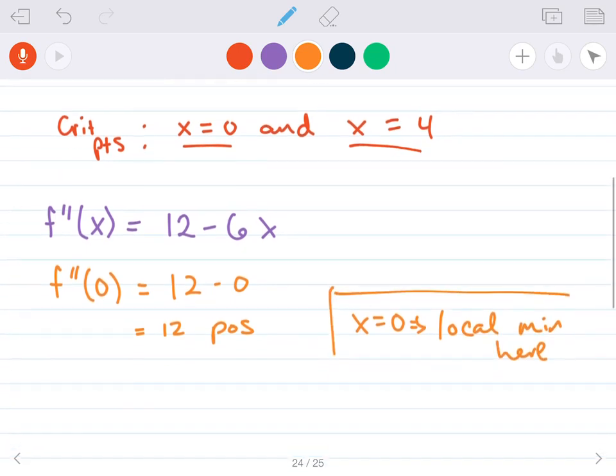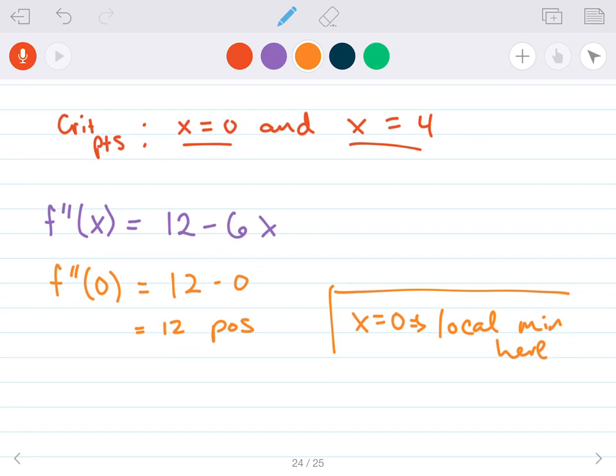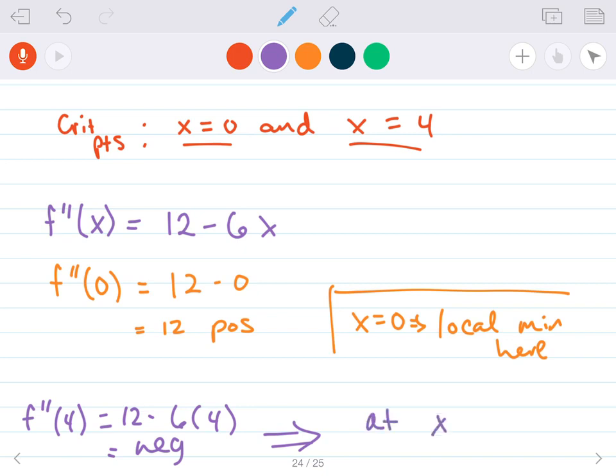Let's check 4. x equals 4. So f double prime of 4 is just 12 minus 6 times 4. That's going to be negative. So this is telling us that at x equals 4 on the original function, we have a local max.